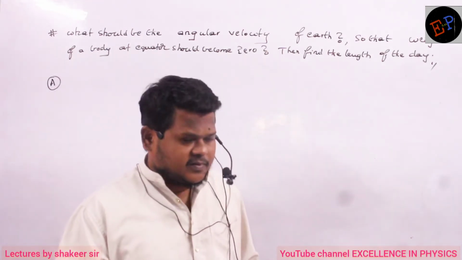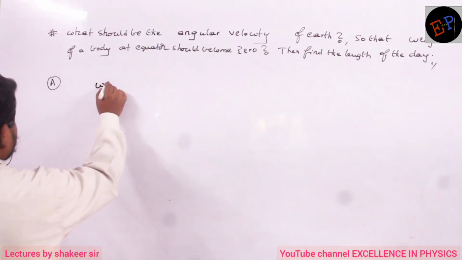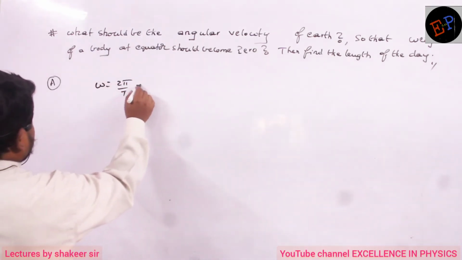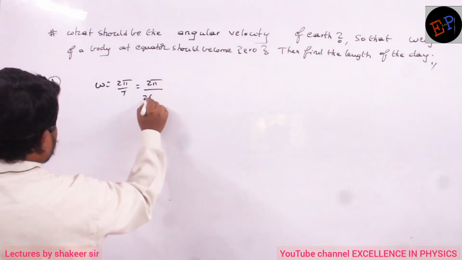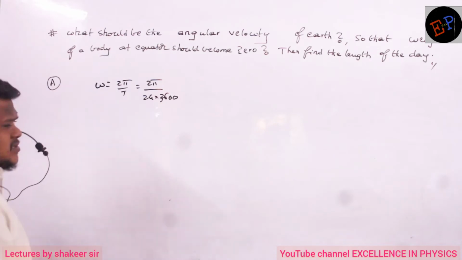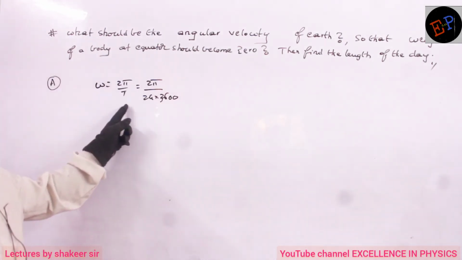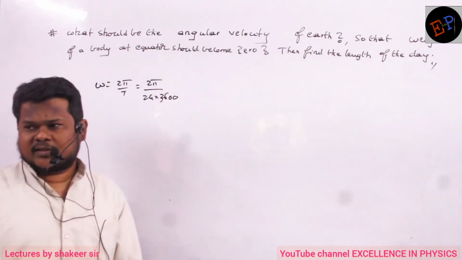Now we know what is the angular velocity of Earth. Presently, currently, what is the angular velocity of Earth? 2 pi divided by T. So 2 pi divided by 24 into 3600. This is the angular velocity of Earth actually. Okay, time period is 24 hours only, and 1 hour is equal to 3600 seconds.